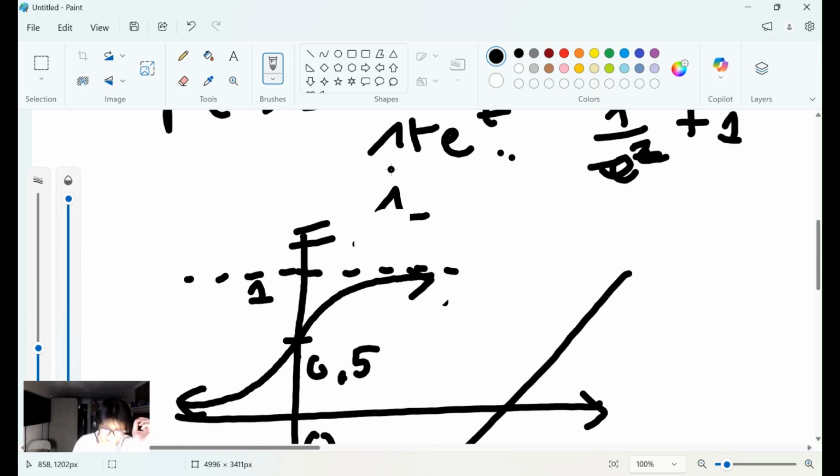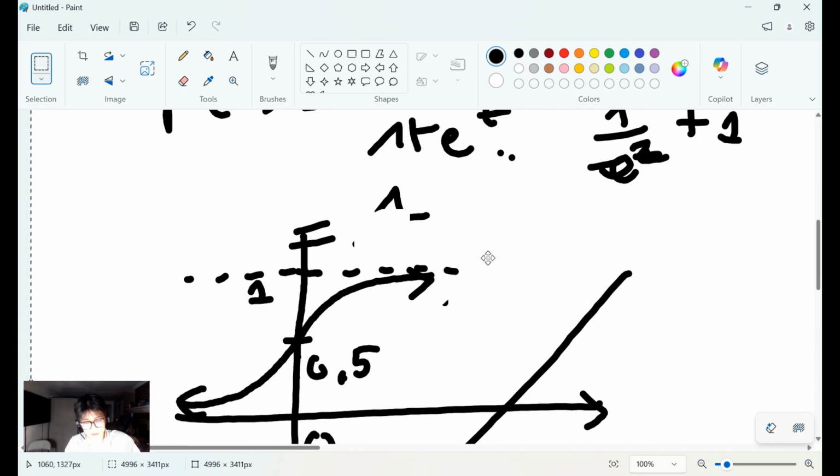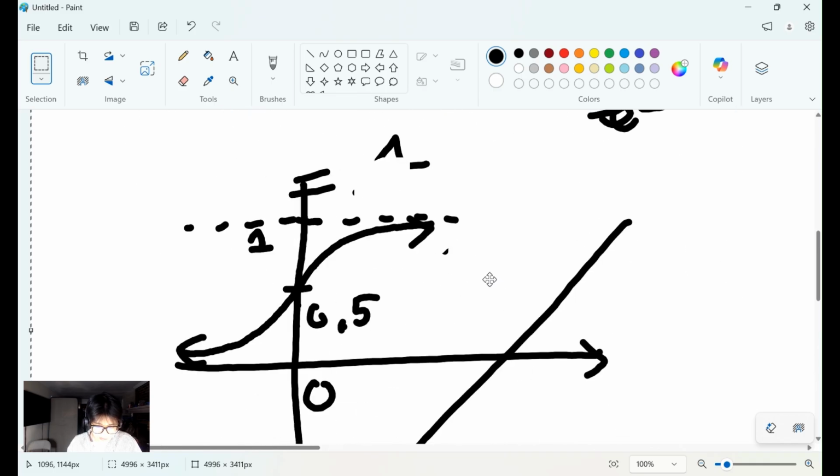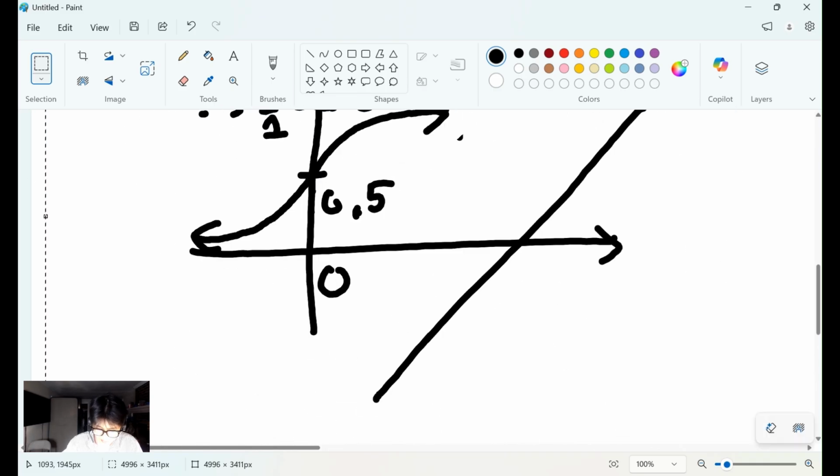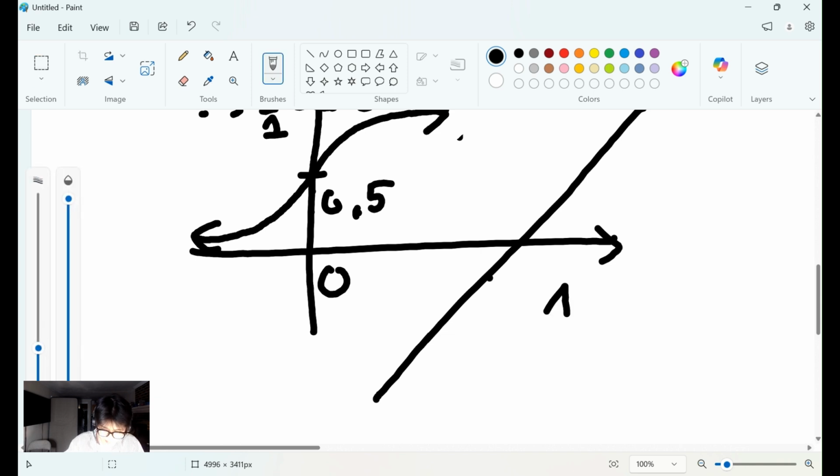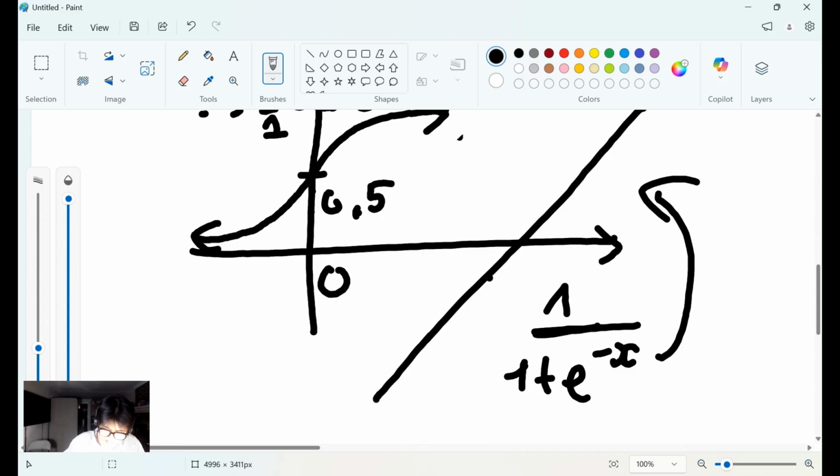So let's come back. Oh, and by the way, if you use Desmos to graph the sigmoid function, which is 1 over 1 plus e to the power of minus x, you see this graph right here. It looks very beautiful. Okay, let me delete this and let's come back.